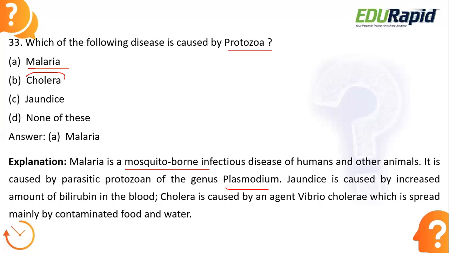Whereas cholera is caused by Vibrio cholerae, the causative agent of the disease cholera, which enters an individual's body through contaminated food or water. And jaundice is a condition where there is an increased amount of bilirubin pigment in the blood. If the level of bilirubin increases in the blood, that can lead to a disease called jaundice.